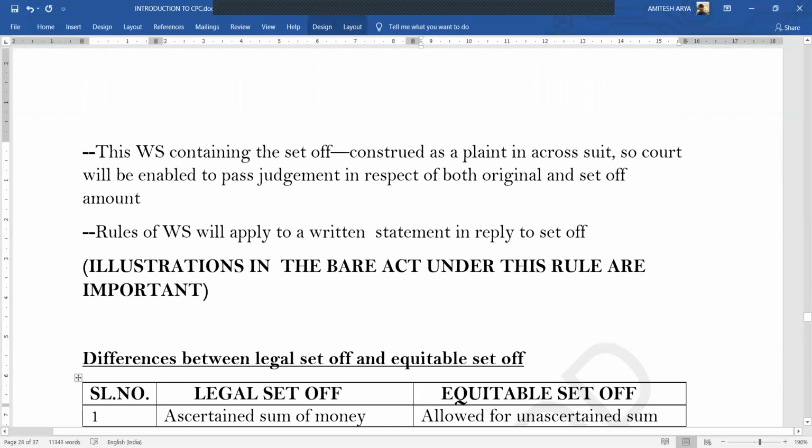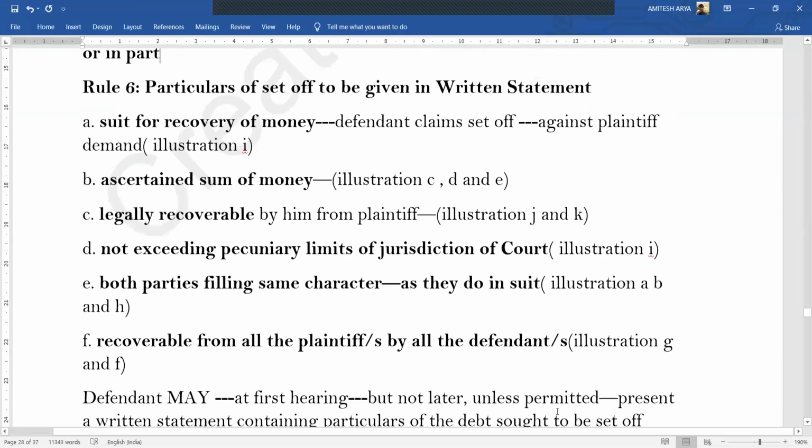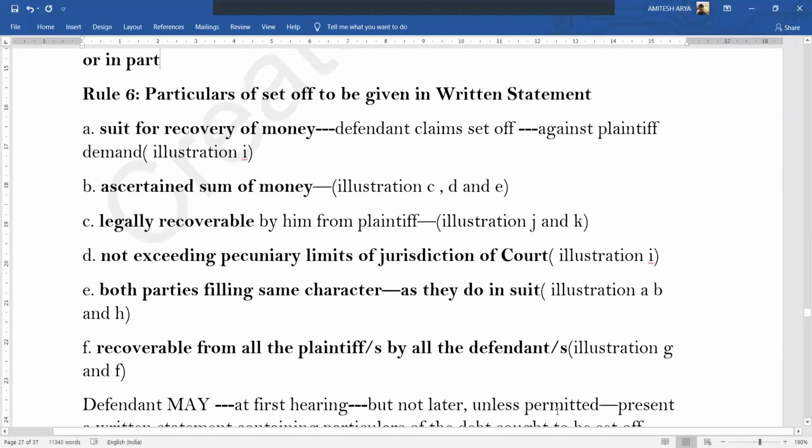As again I have stated, illustrations in the Act under this rule are really important. That will help you understand these 6 pointers: that it should be a suit for recovery of money. What do you mean by ascertained sum of money? What do we mean by legally recoverable by him from the plaintiff? What do we mean that it should not exceed the pecuniary limits of the jurisdiction of the court?